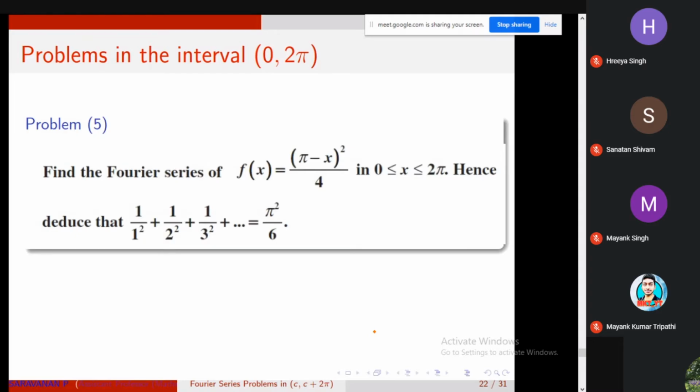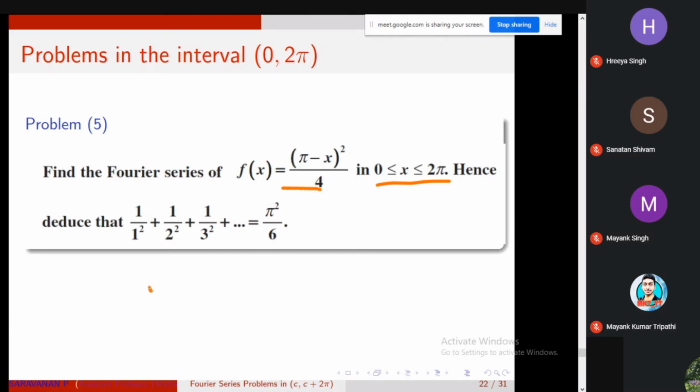The next problem is this. Find the Fourier series of f of x equal to x times pi minus x whole square divided by 4 in 0 less than x less than or equal to 2 pi. Hence reduce this. So here also the given interval is 0 to 2 pi. So you have to compute a0, an as well as bn. So this is your f of x.